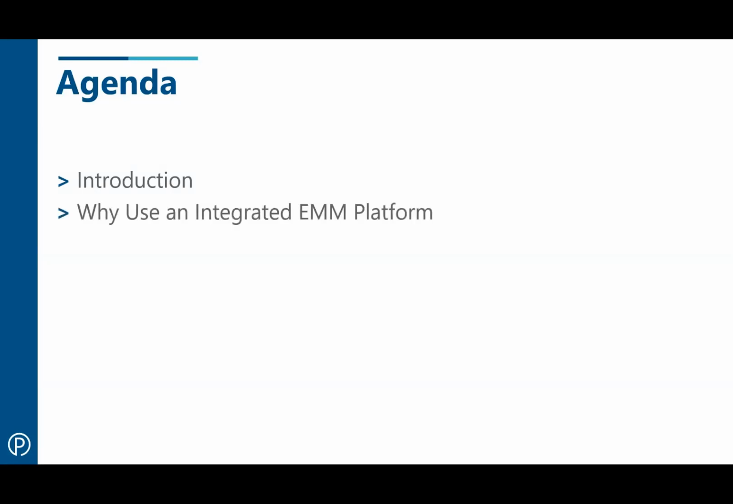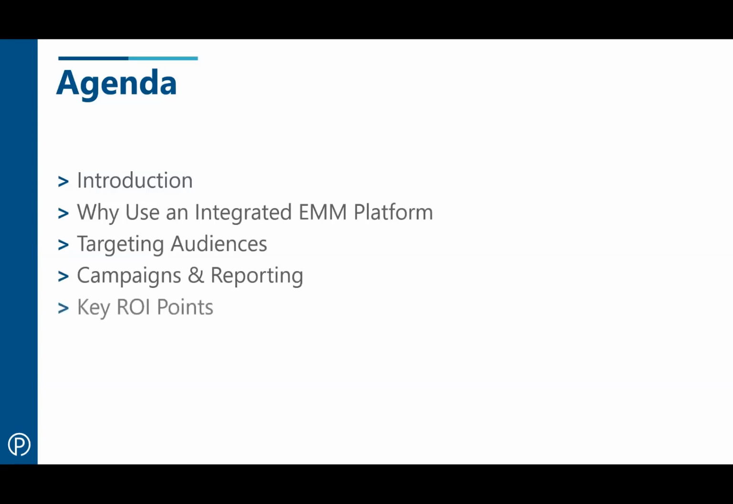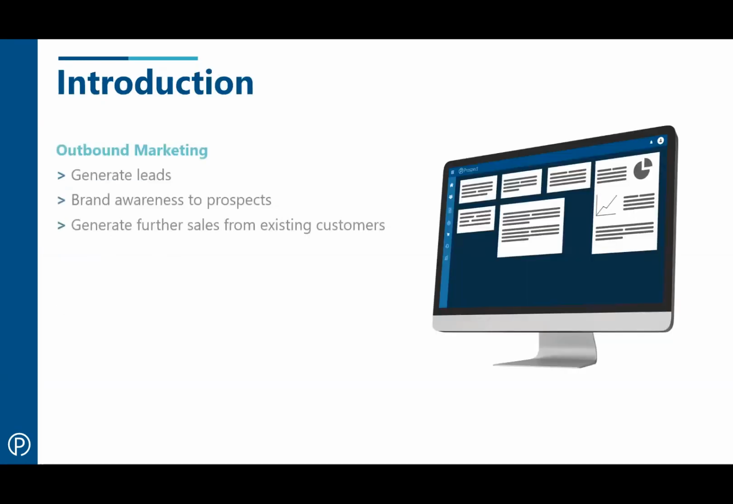So on the agenda today, I'll do a quick introduction to the webinar itself, why use an integrated email marketing platform, how we target audiences, using campaigns and some of the reporting off the back of that. We'll look at some key return on investment points from using integrated email, Mailchimp to Prospect CRM. We'll also take a look just quickly at how you actually link your Mailchimp account to Prospect CRM at the end, so after this webinar you can run with it and start using it in earnest.